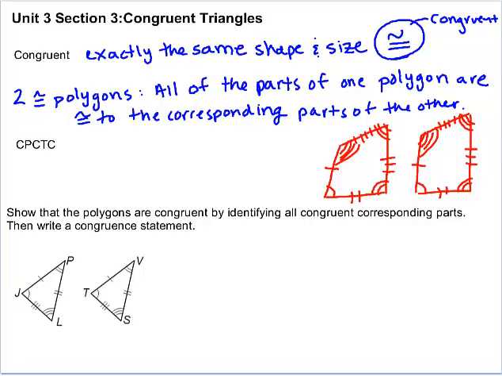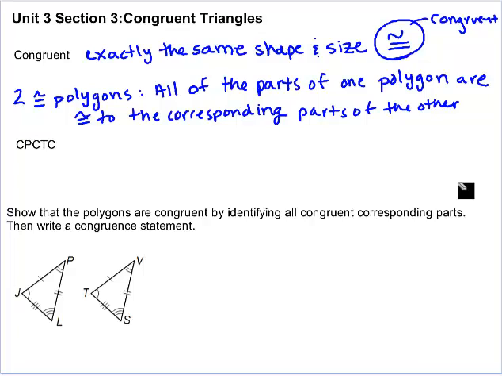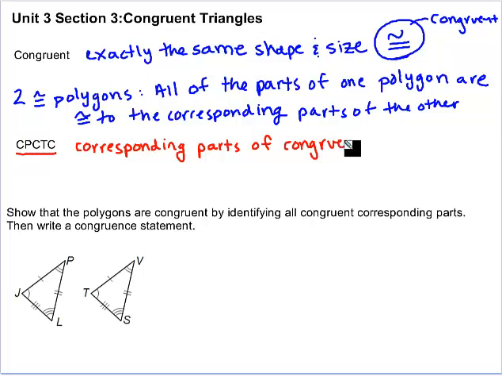So now there's an acronym that we're going to use to help us describe when corresponding parts are congruent, and that's CPCTC. We're going to use this a lot when we're trying to prove triangles congruent. What this stands for is corresponding parts of congruent triangles are congruent.